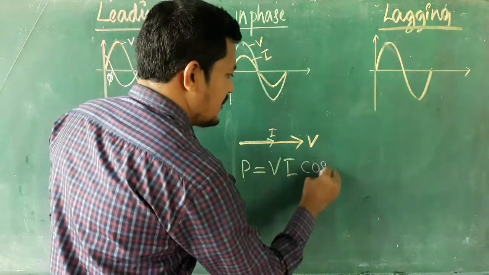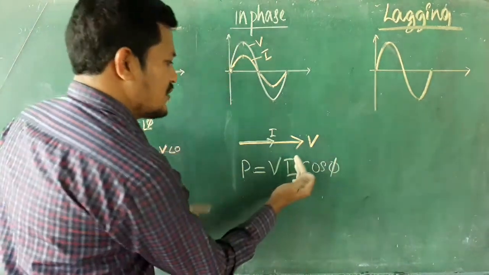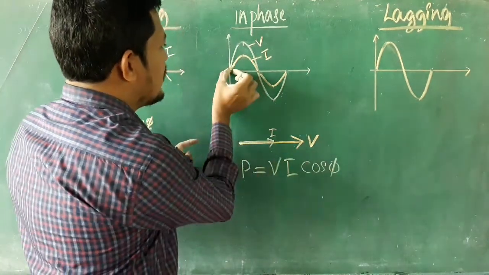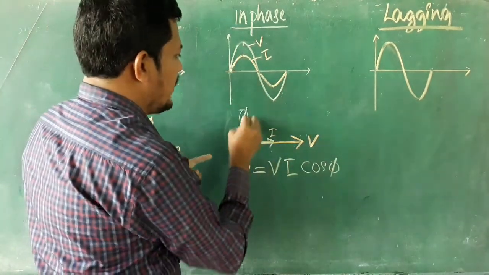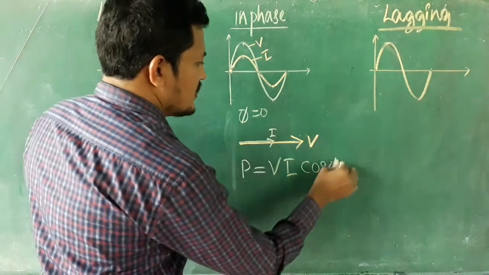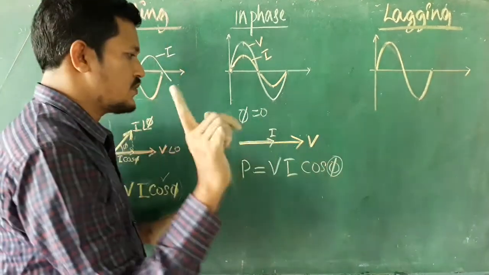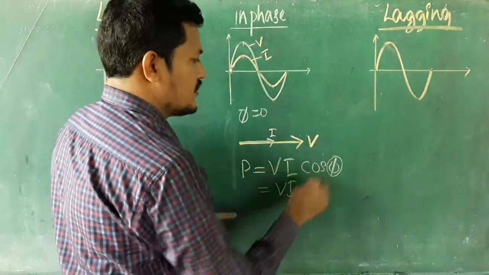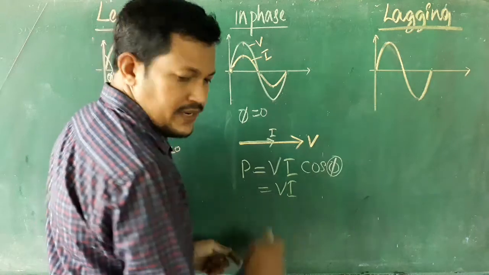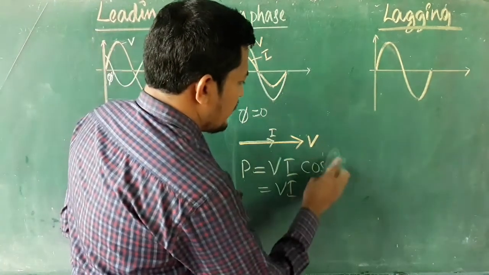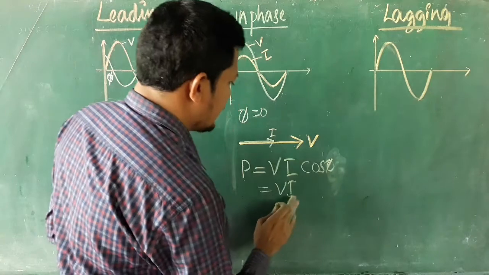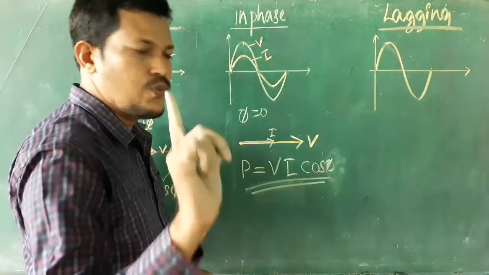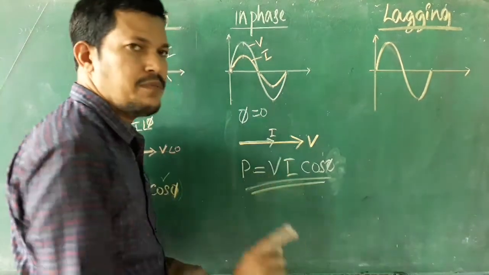Now cos phi, I am including cos phi. What happens now? The actual answer is Vi only, because the phi value here means there is no difference. There is no difference means phi equal to 0. So cos 0 means 1. Cos 0 is 1 means the answer is actually Vi. While writing, we write cos phi only, but in the in phase condition the cos phi value is 1. So we are getting maximum power.